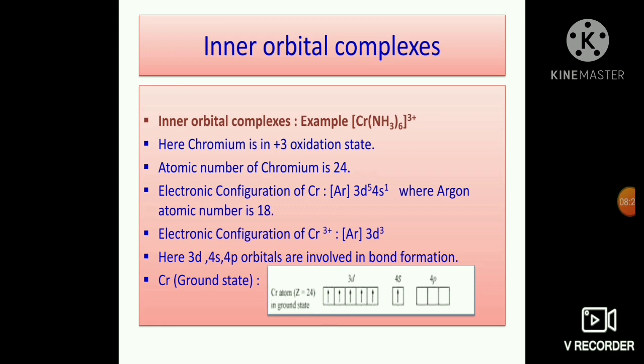Understood? 3p orbitals, as they are already completely filled, do not take part in chemical bonding. Hence, they are called non-bonding orbitals. In this present case, we consider only 3d, 4s and 4p orbitals as they are involved in bond formation. So first we write the ground state electronic configuration like this. We have 3d with all 5 unpaired electrons, 4s with a single unpaired electron, and 4p totally empty.